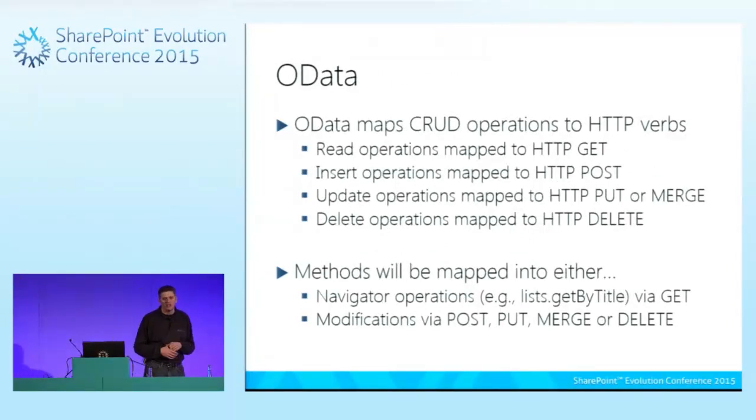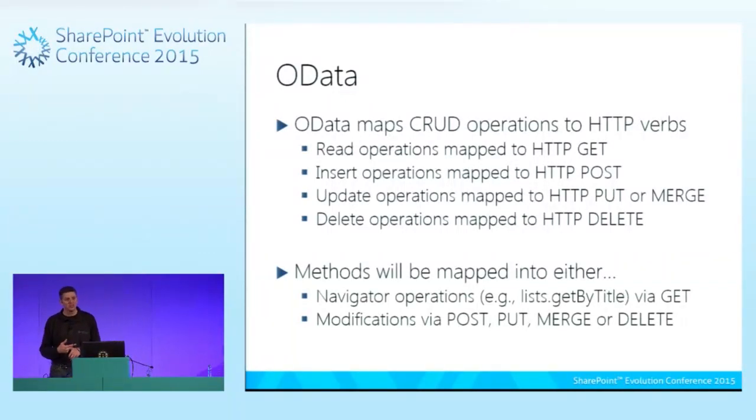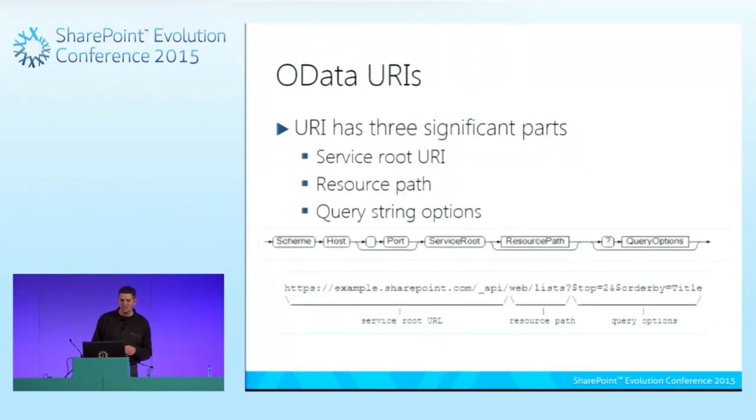REST basically uses an OData standard, an OData syntax. Again, we're going to use HTTP verbs, so get, post, put, merge, delete, for create, read, update, and delete operations. Most of the time, you're just going to use get and post, and then there's another header value that you'll set to achieve the delete, merge, and put verbs. If you have methods, so you want to get a list by a title, there's going to be navigator operations on that. And I'll show you some of that.